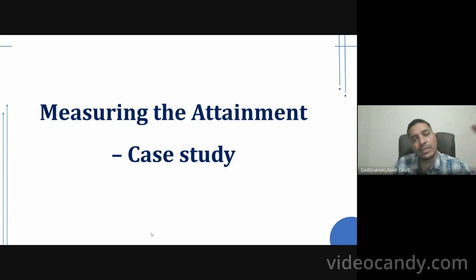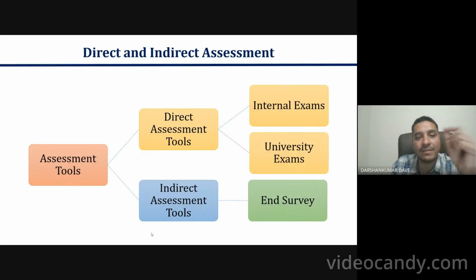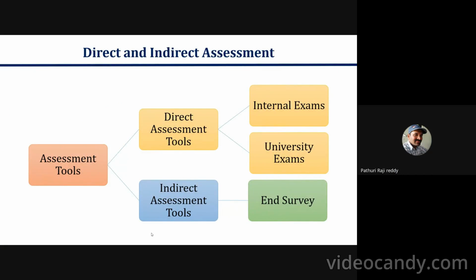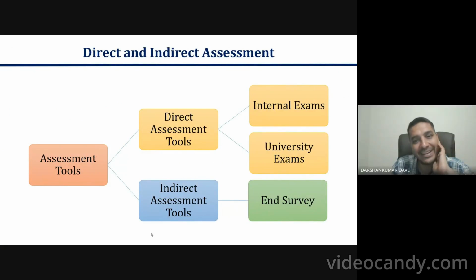Actually, the course articulation matrix is just to form the program articulation matrix. And the program articulation matrix will be utilized while measuring the attainment of program outcomes. Right? So this was the requirement. The first question someone asked me was direct: are you going to talk about direct assessment tools and indirect assessment tools? Right? So here is your answer.